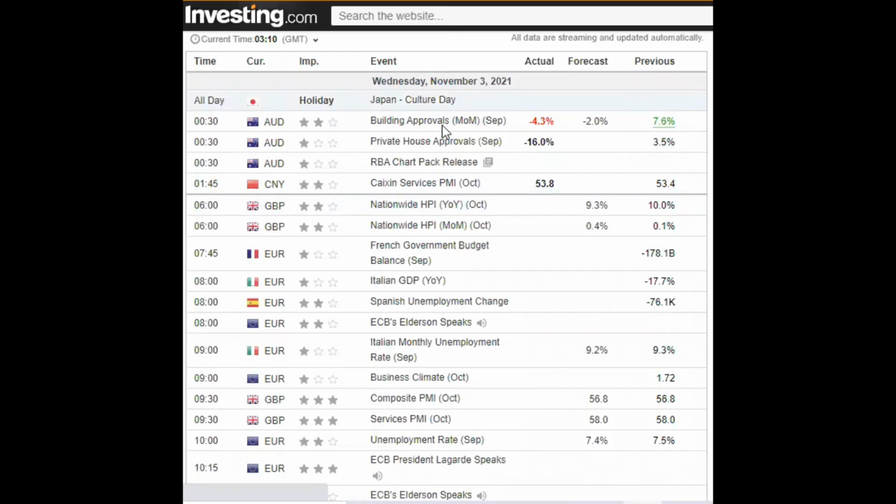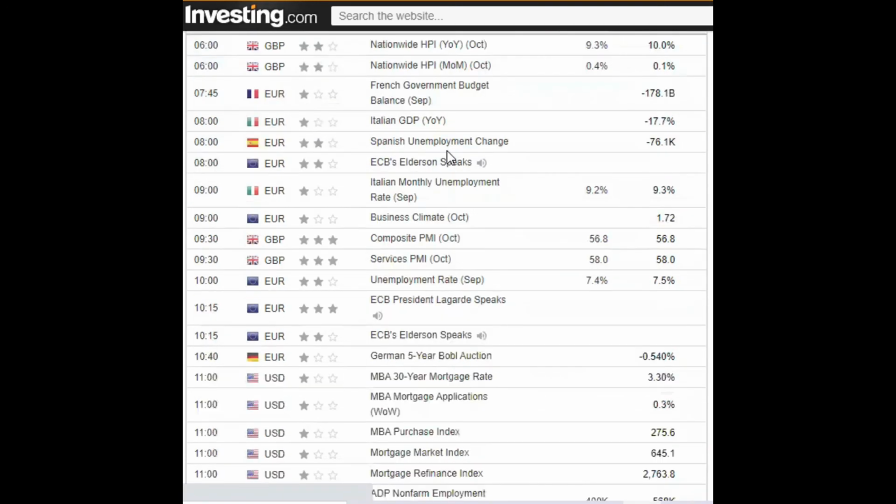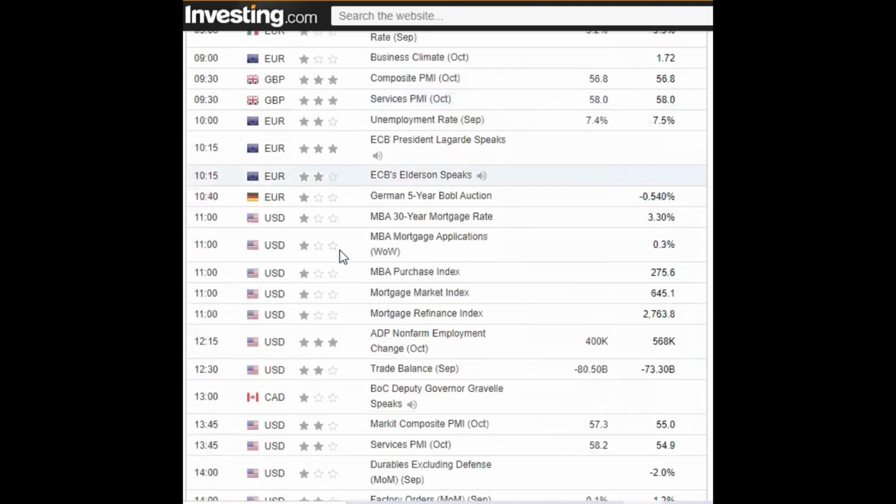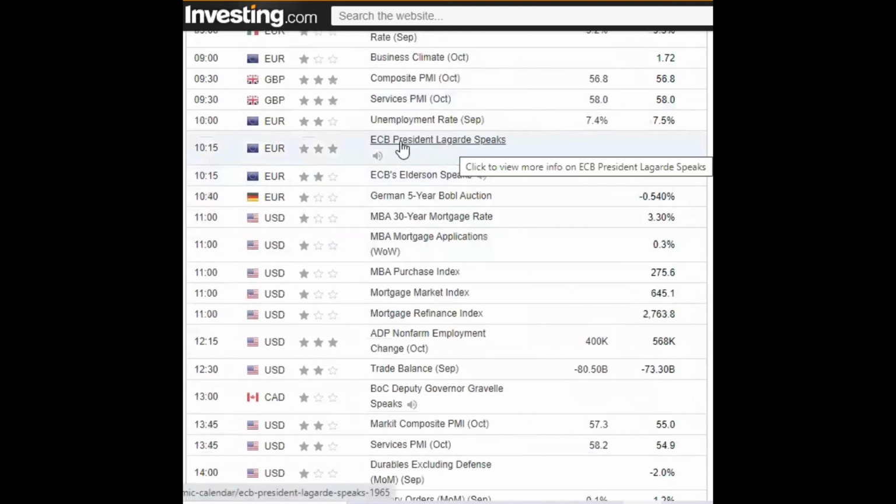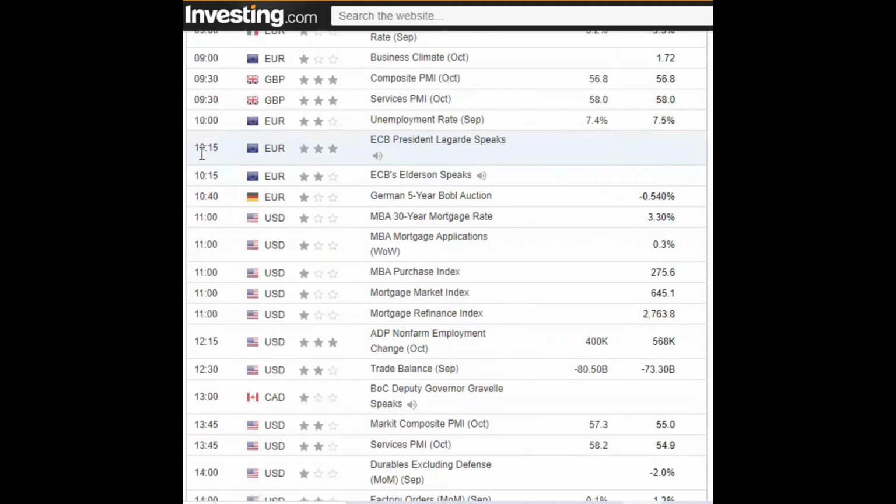Japan is on holiday, so it might be quite a quiet Asian session overnight. First news of interest is at 9:30. Two pieces of PMI data coming out of the UK. So if you're in that pound Swiss franc trade, this will be of interest. Two 3-star ratings. We've got Lagarde speaking, the head of the European Central Bank, so this will affect the euro at 10:15.